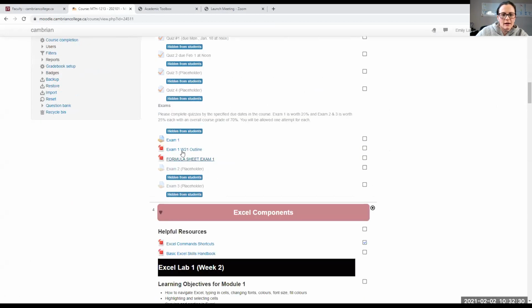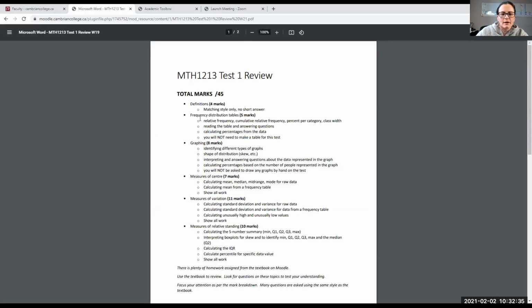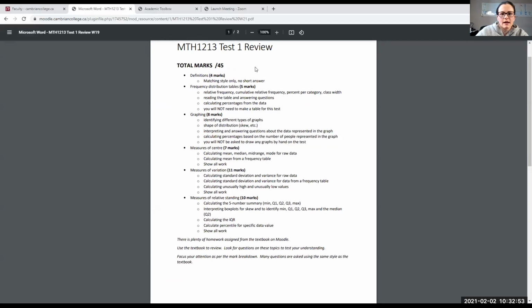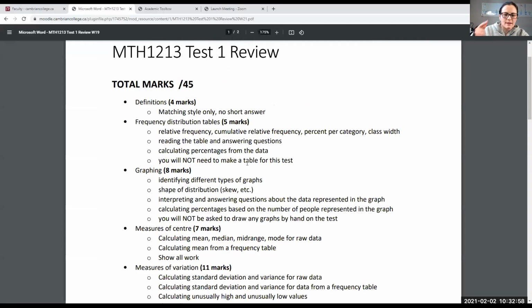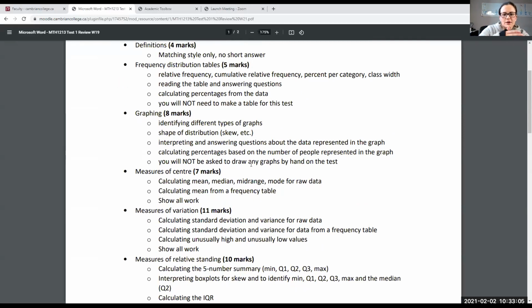If you click on the exam outline, this will get you to everything that's going to be on the exam. So definitions, there's going to be 4 marks on nominal, ordinal, ratio data, interval data, those kind of definitions. Frequency distribution tables, cumulative relative frequency distribution tables, graphing. There are different types of graphs like the histograms, the dot plots, the time series plots, the shape of the distribution as in skew, left skew versus right skew.